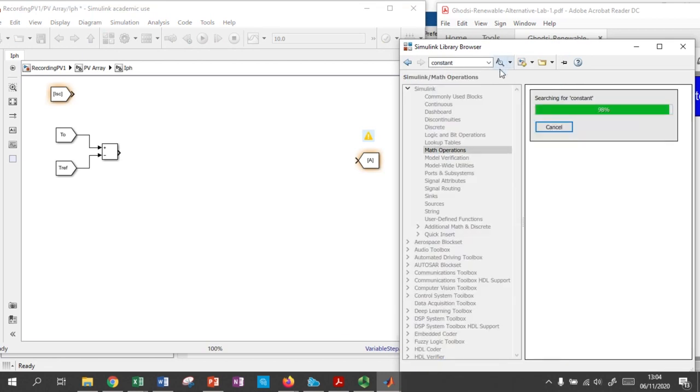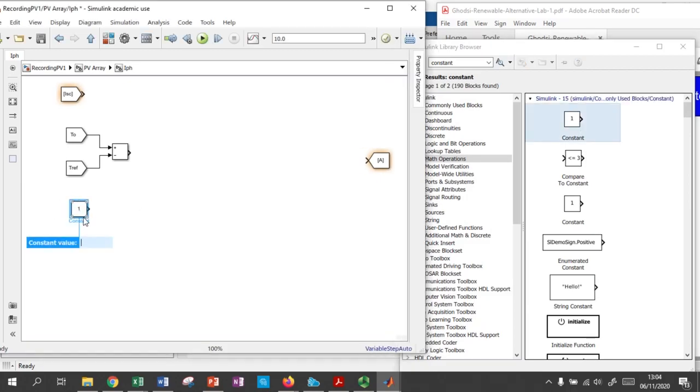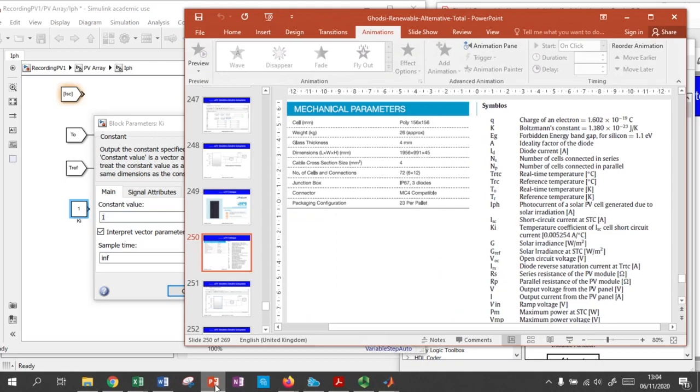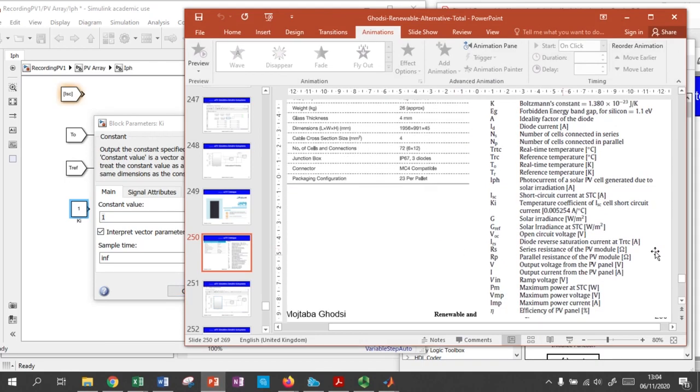If you do not press this key, it will not open. This constant is here. Then what's the constant value? It's Ki. We should go to the data sheet and find its value. Ki is here. Yes, this is 0.005254 ampere per centigrade. Okay, it's absolutely here.